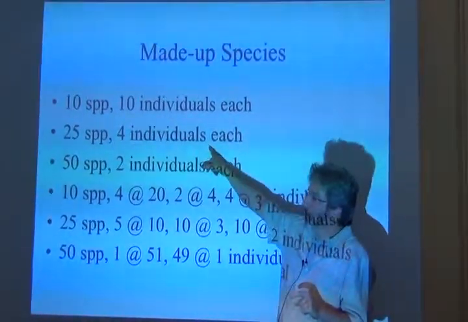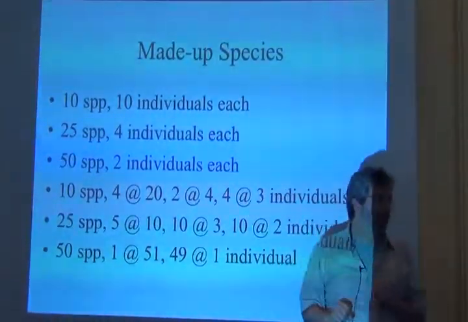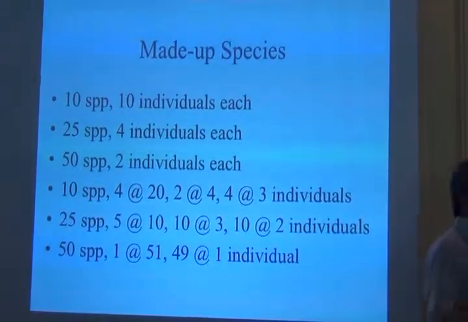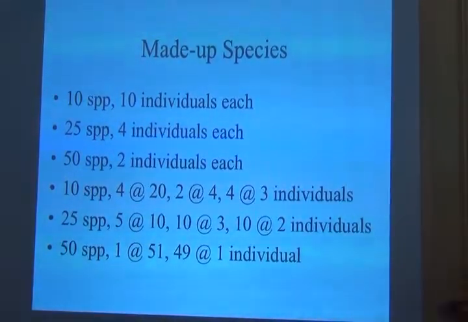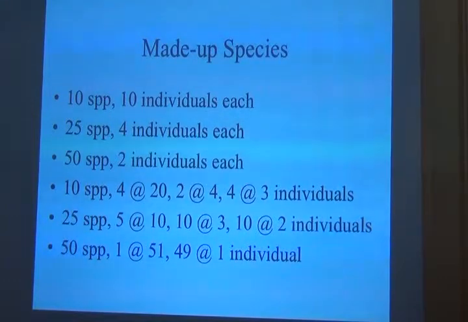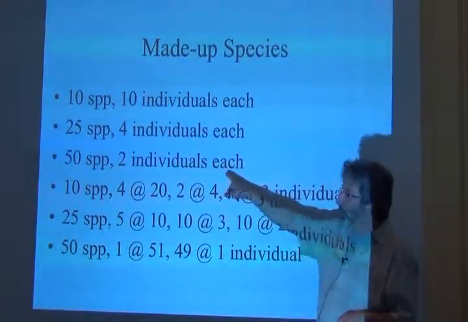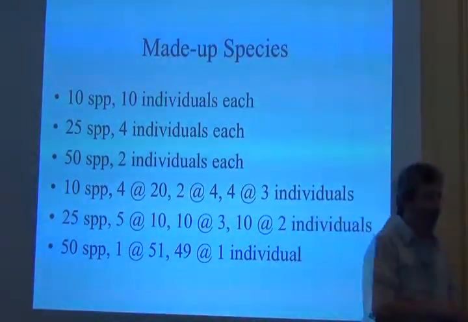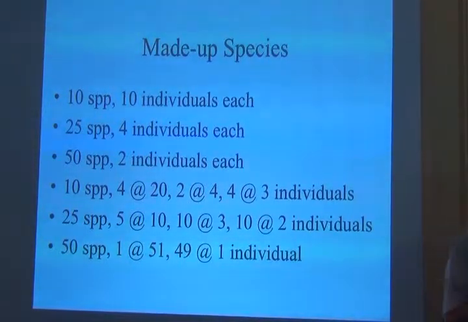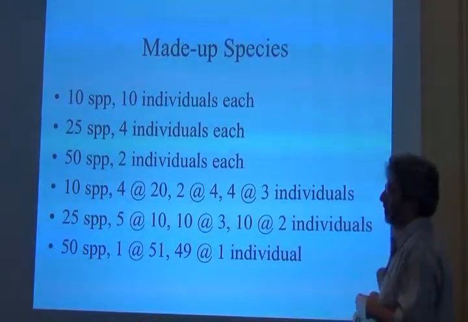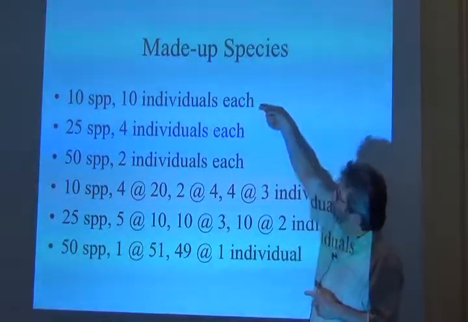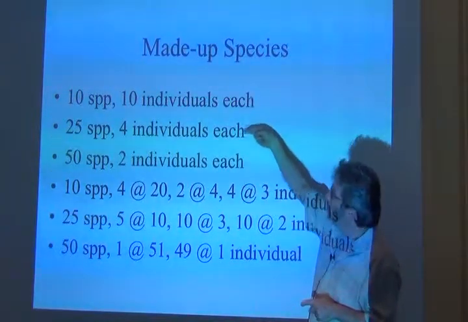Then a bigger fauna, also with even abundance: 25 species each of 4 individuals each. And then probably pretty hard is a sample with 50 species, each of which has even abundance, but they've only got 2 individuals each. Okay, so we kind of expect easy, harder, harder.